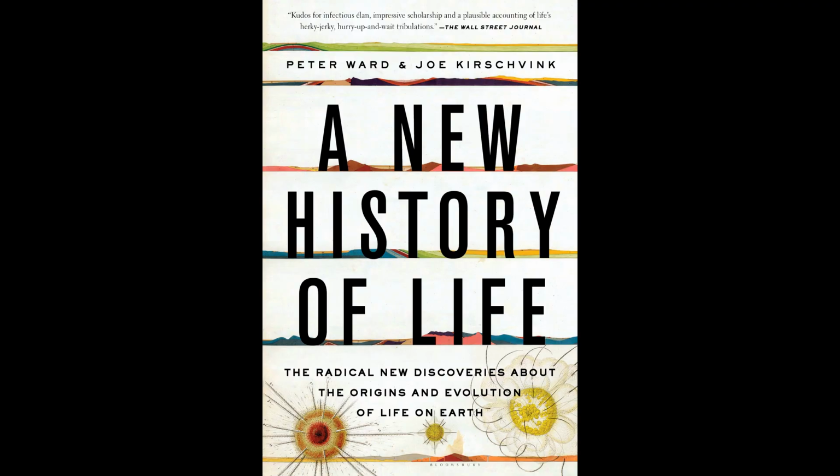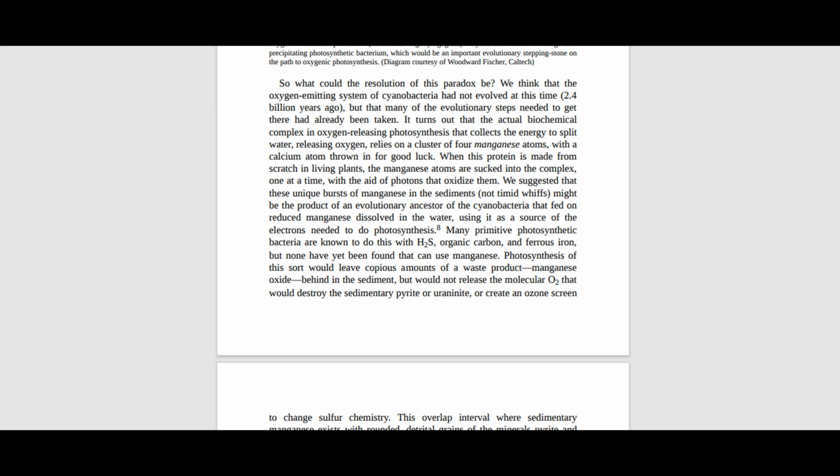To quote the book A New History of Life by Ward and Kirschvink, quote, "So what could the resolution of this paradox be? We think that the oxygen-emitting system of cyanobacteria had not evolved at this time, 2.4 billion years ago, but that many of the evolutionary steps needed to get there had already been taken. It turns out that the actual biochemical complex in oxygen-releasing photosynthesis that collects the energy to split water, releasing oxygen, relies on a cluster of 4 manganese atoms, with a calcium atom thrown in for good luck.